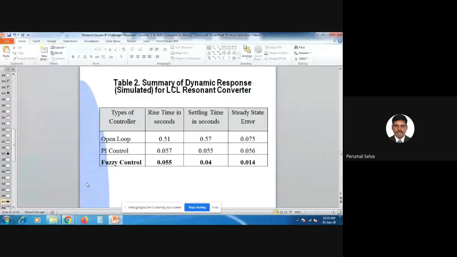This is a summary of the dynamic response of the LCL resonant converter for the open loop response. The rise time, the minimum for fuzzy control, is 0.055. Settling time is also 0.04, and the steady state error is 0.014. Next slide.